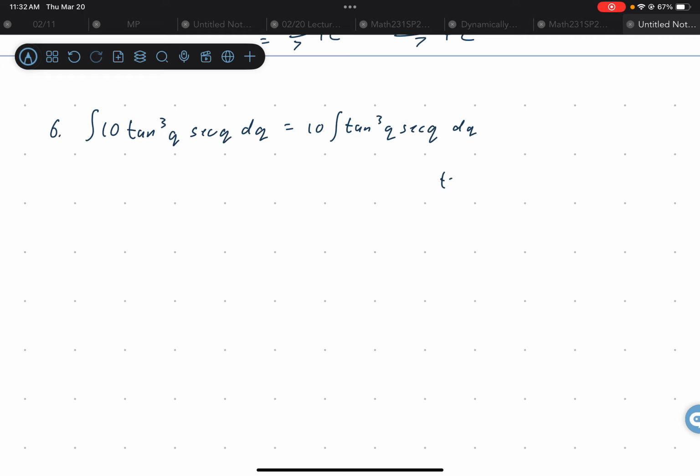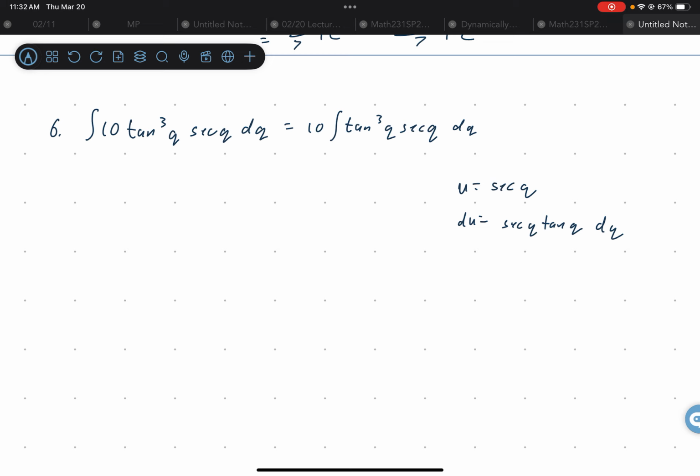Because if we take the derivative of tangent, we get secant squared. And that's only going to get rid of this one secant, but it's also going to leave another one in the denominator. But instead what we could do, we could say u equals secant q, and then du equals secant q tangent q dq. And why this is going to be better is because we have a tangent and a secant right here. So we'll get rid of the secant, we'll get rid of another one tangent.